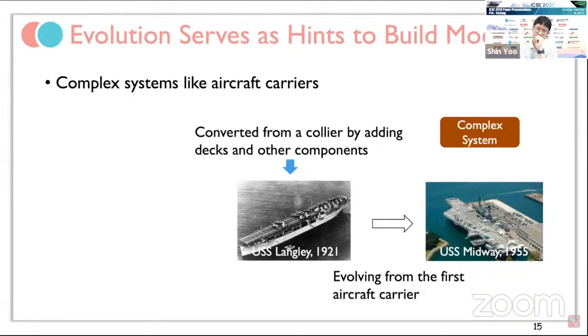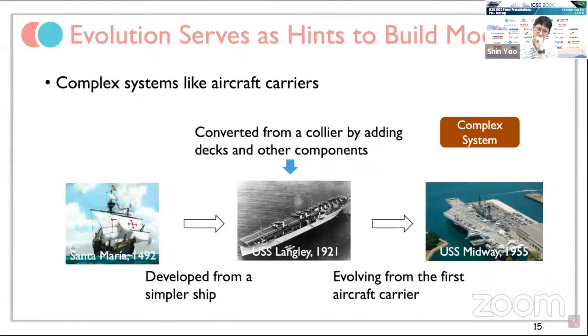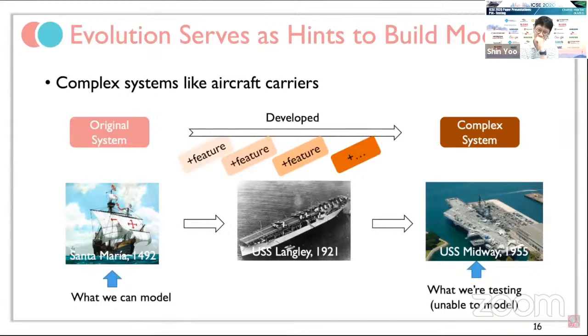Again, let's move forward. The first aircraft carrier was also developed from other simple shapes, so modeling these shapes also becomes easier. Analogously, complex systems are also developed from original versions by adding various features. So we can model the original systems, but we are testing the complex ones. So how can we bridge the gap?